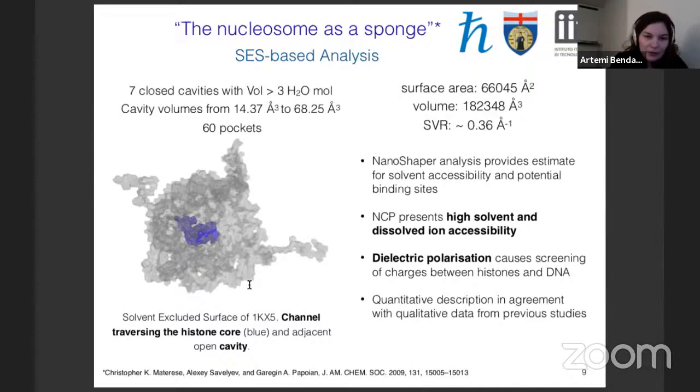And actually, what is cool is that we were able, with NanoShaper, to see the channel that traverses the histone core. So in the histone core, there's a central channel that traverses it, and it renders the nucleosome permeable to solvent and therefore to both electrostatically and biologically relevant ions.